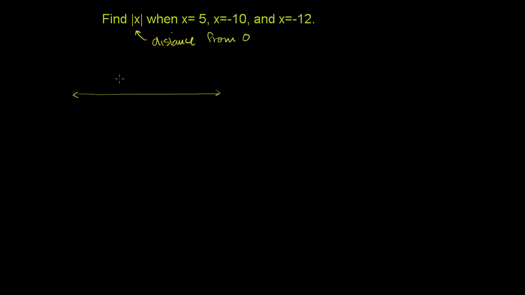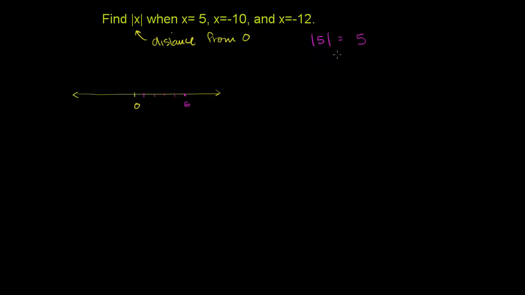So let's just put 0 right over here since we're thinking about the distance from 0. Let's think about the absolute value of x when x is equal to 5. So that's equivalent to the absolute value of 5. We just substituted 5 for x. The absolute value of 5 is the distance of 5 from 0. So you go 1, 2, 3, 4, 5. 5 is exactly 5 to the right of 0. So the absolute value of 5 is just 5.